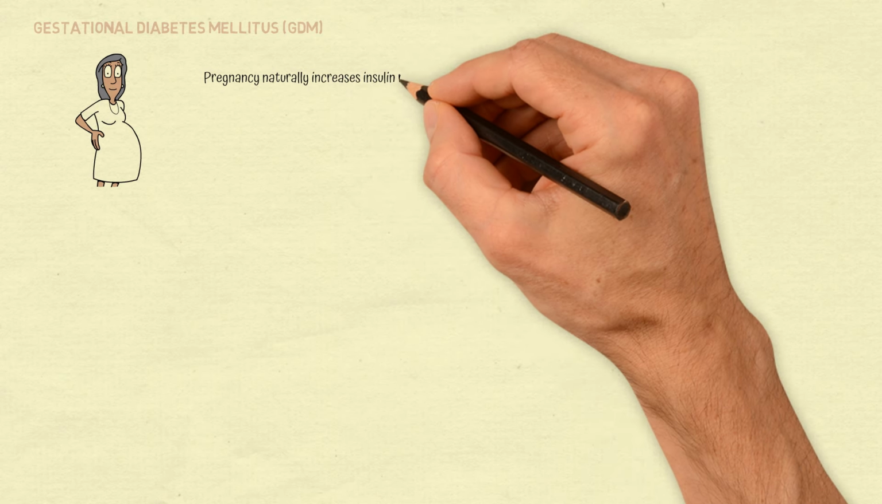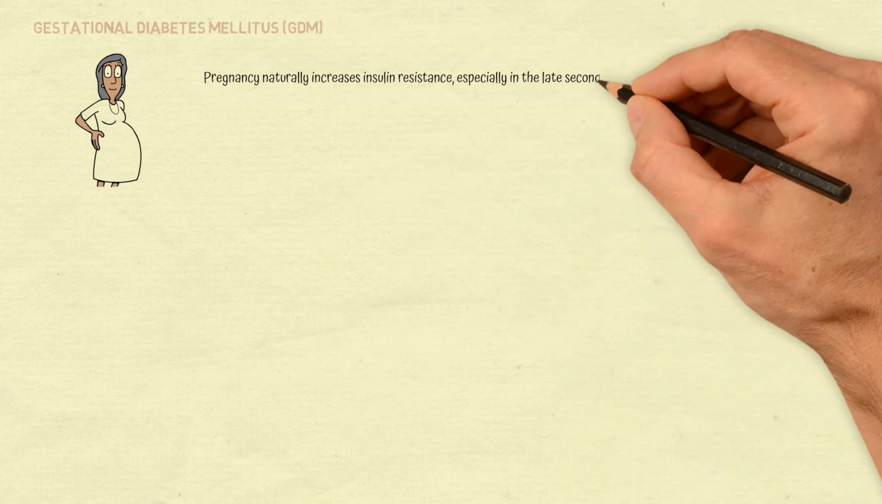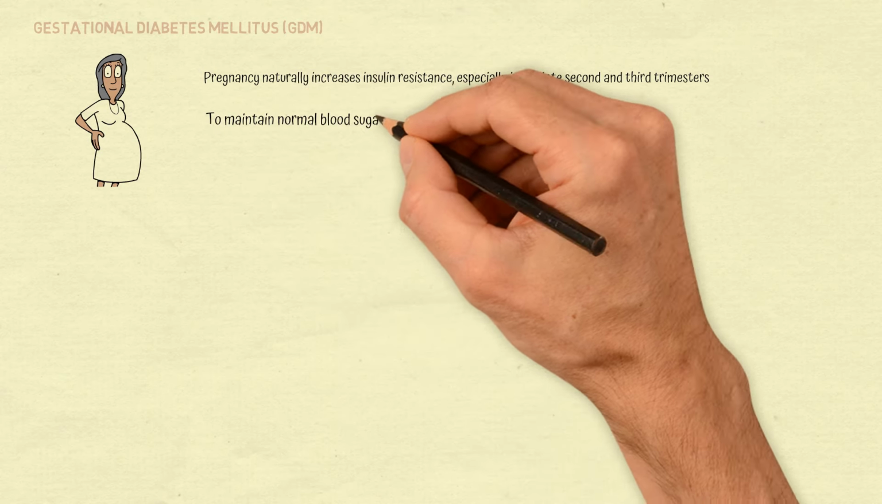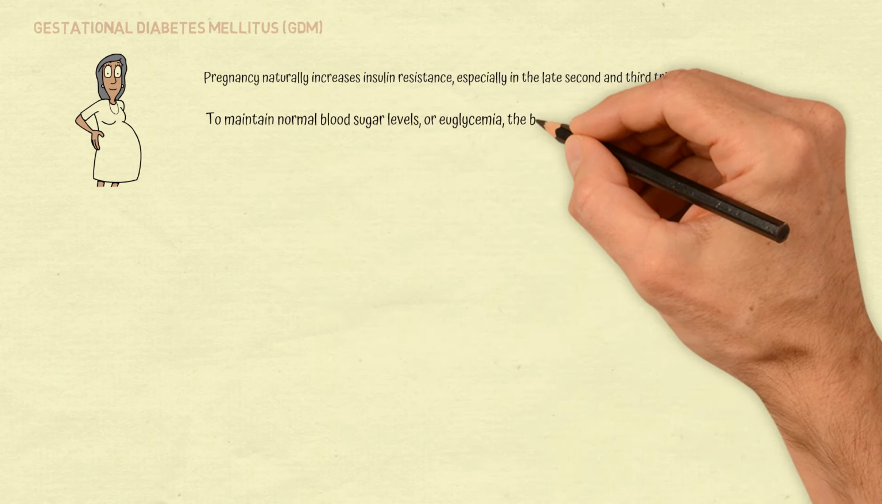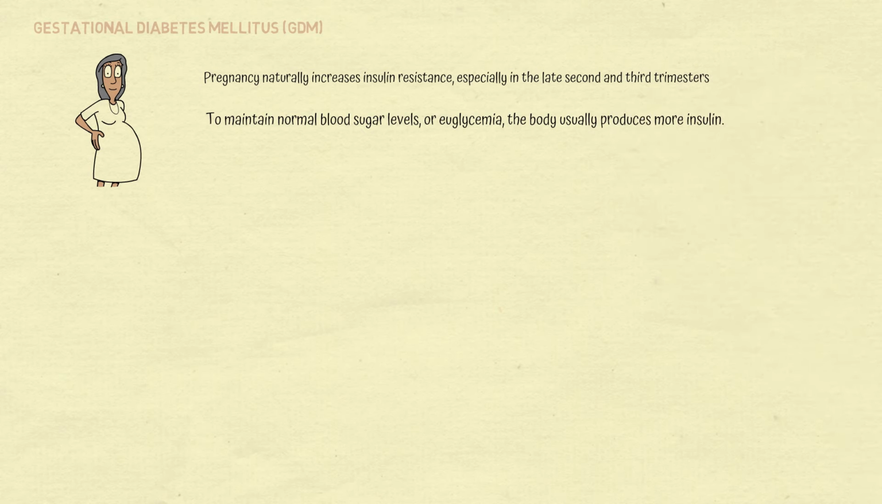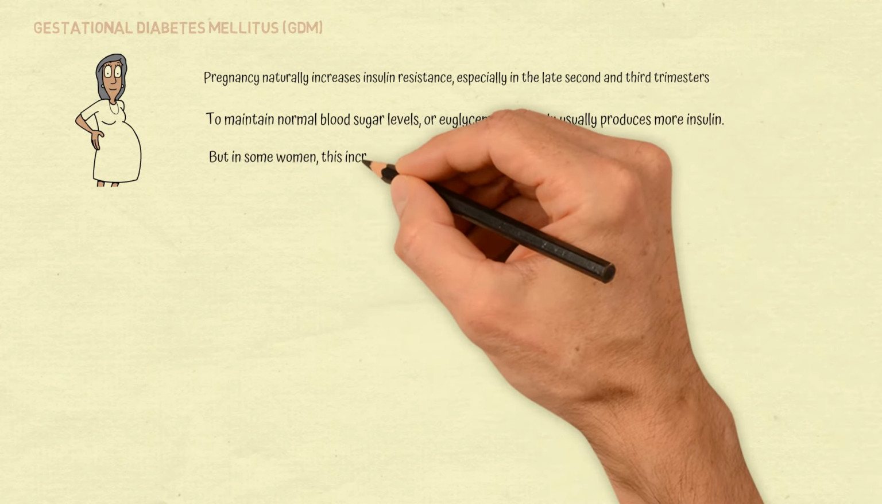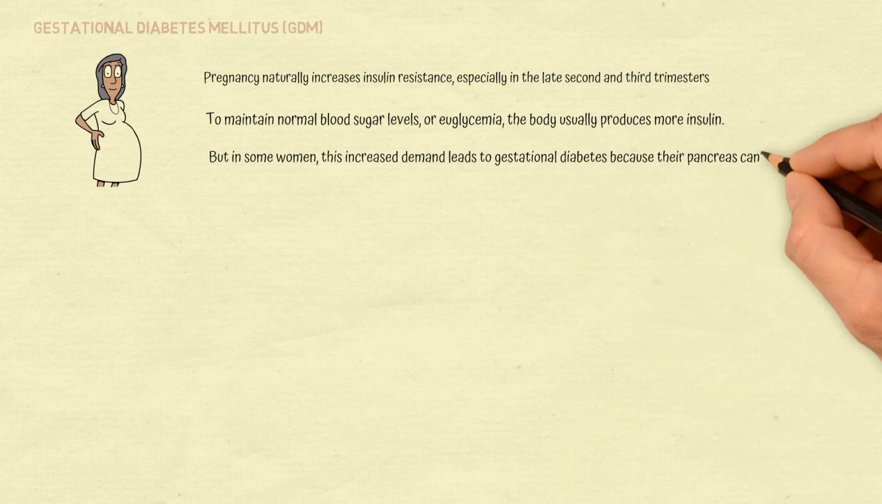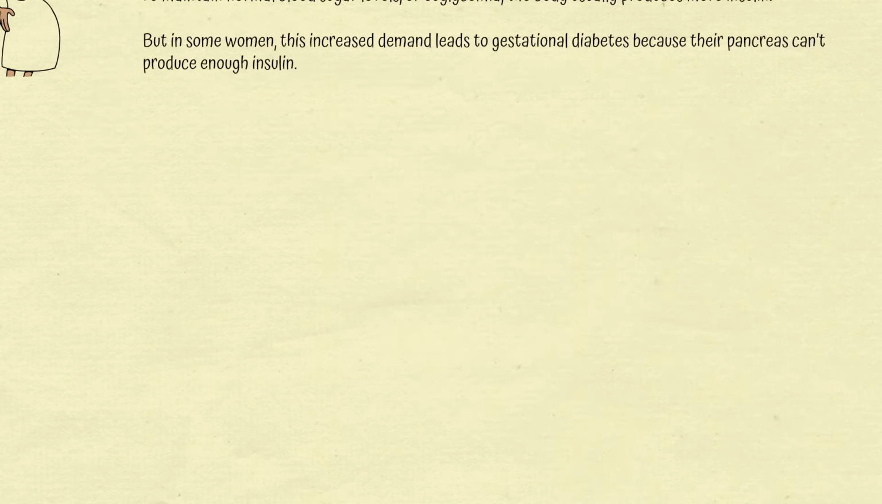Pregnancy naturally increases insulin resistance, especially in the late second and third trimesters. To maintain normal blood sugar levels, or euglycemia, the body usually produces more insulin. But in some women, this increased demand leads to gestational diabetes because their pancreas can't produce enough insulin.